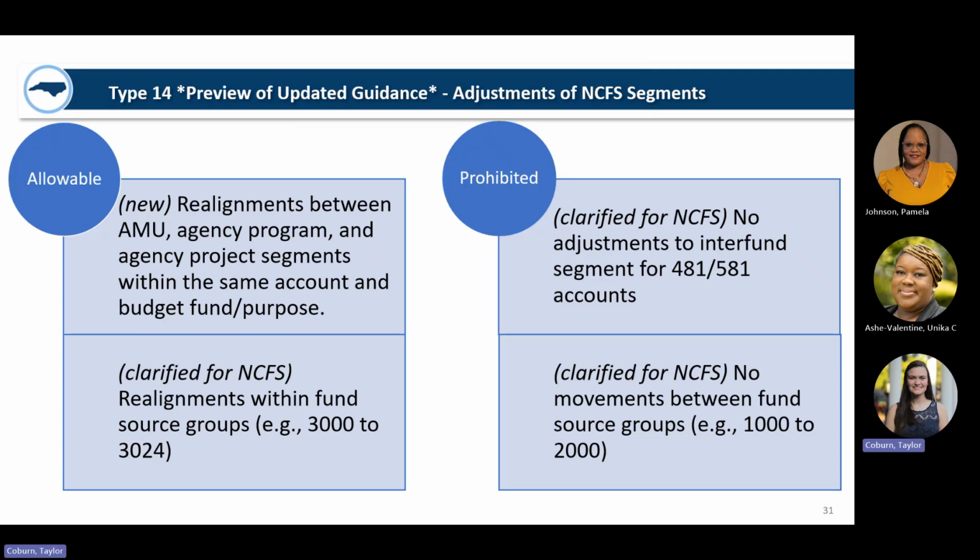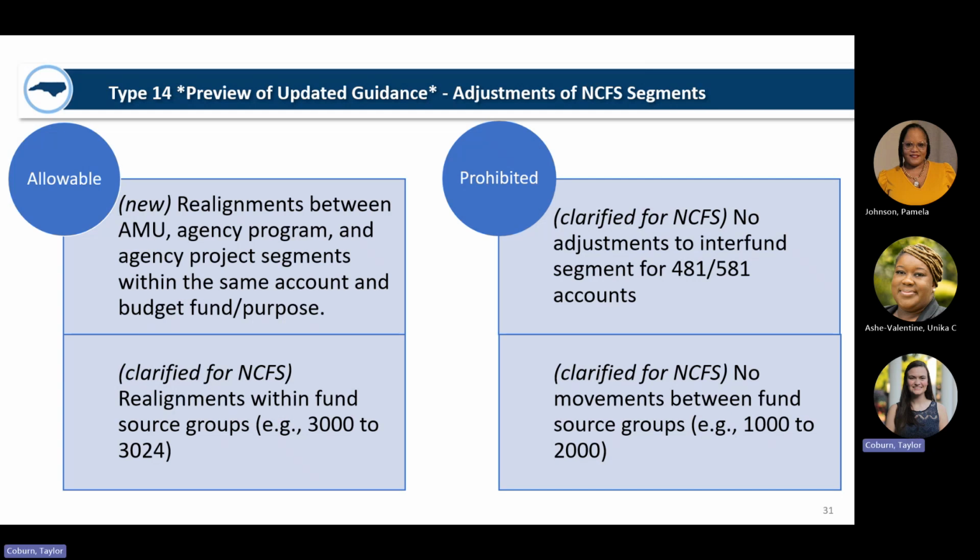To provide some clarification on what adjustments are allowed for NCFS segments on Type 14 revisions, on the left side, you'll see allowable circumstances, and on the right side, you'll see some prohibited adjustments. So on a Type 14, an agency may do realignments between AMU, agency program and agency project segments within the same account and budget fund or purpose. Additionally, agencies may do realignments within fund source groups. So this would be an adjustment, say, from the 3000 fund source to a 3024 fund source to clarify the grant year.